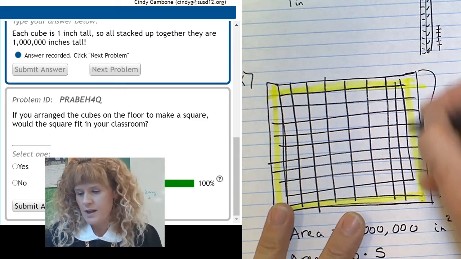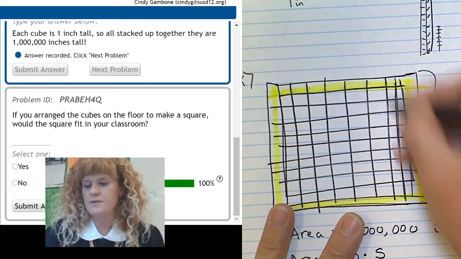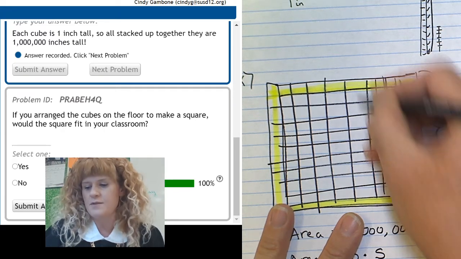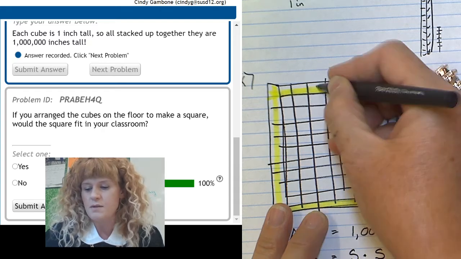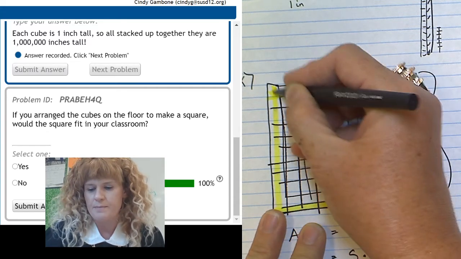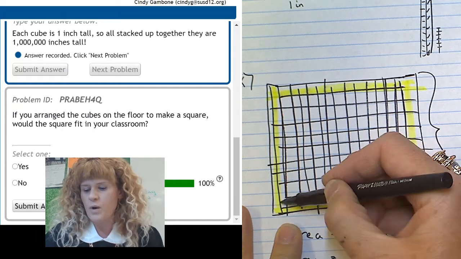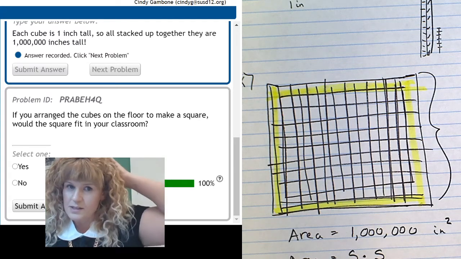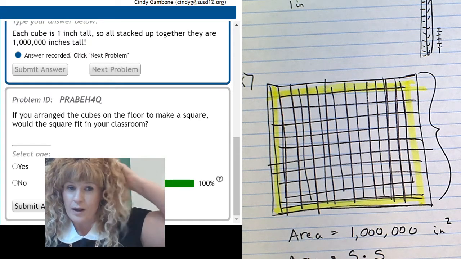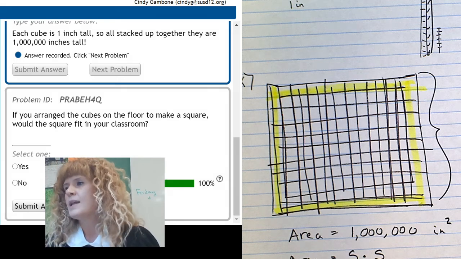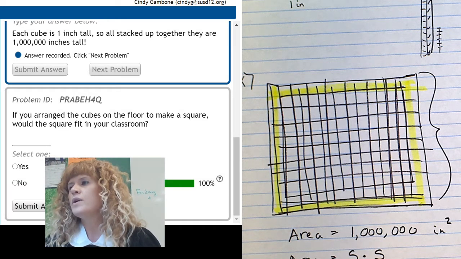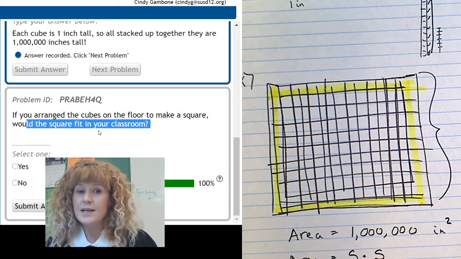You have a line of cubes, a line of cubes, a line of cubes, a line of cubes, and so on and so on, but there's 1 million of them. So if you fit 1 million of them into this grid pattern, this square, it asks you, would the square fit in your classroom?